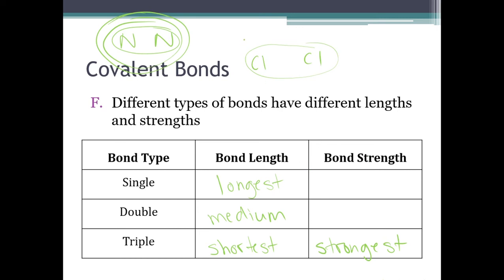On the flip side of that, our single rubber band, our single pair of electrons in our chlorine and our single bond, that's going to be the weakest. So it can't pull things in as close together, that's why it's the longest bond, and it's also the weakest, it's the easiest to break. And once again, your double bonds are right in the middle with a medium bond strength.